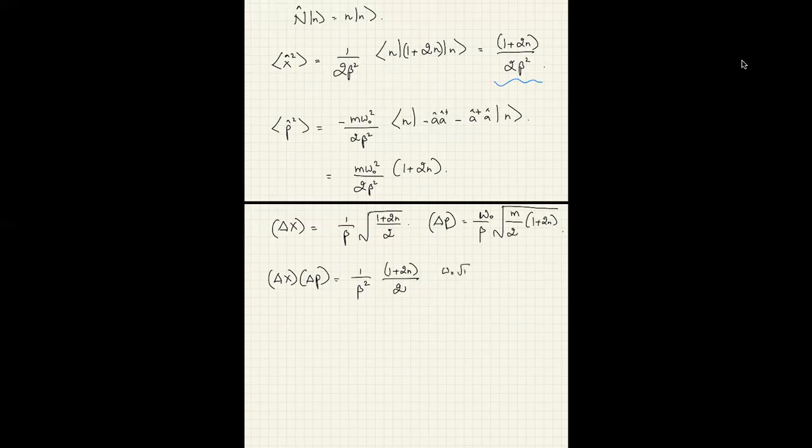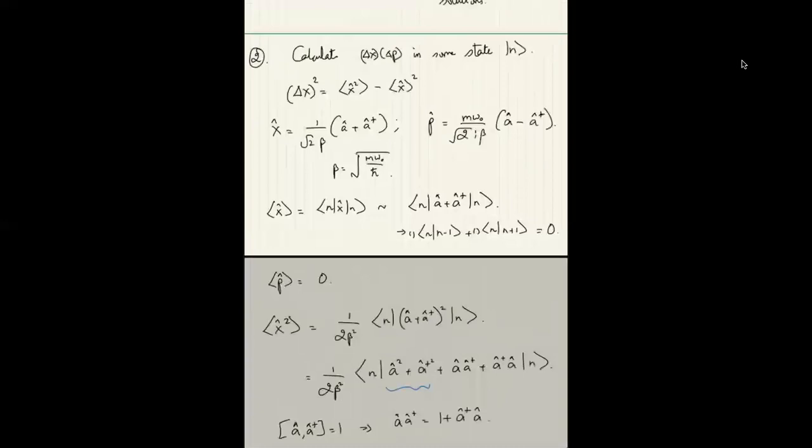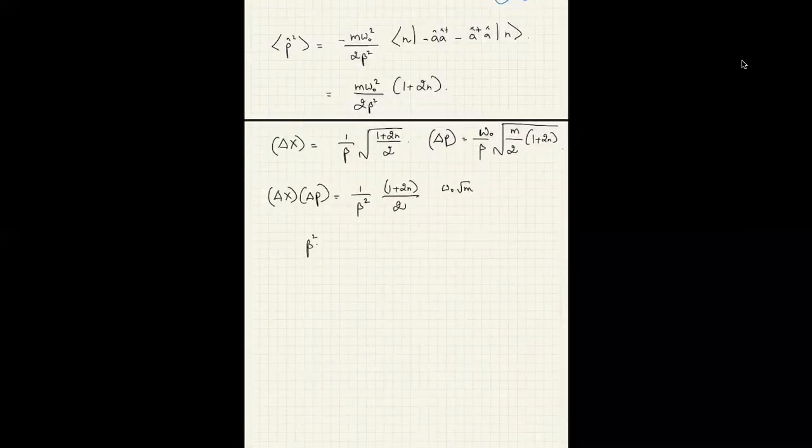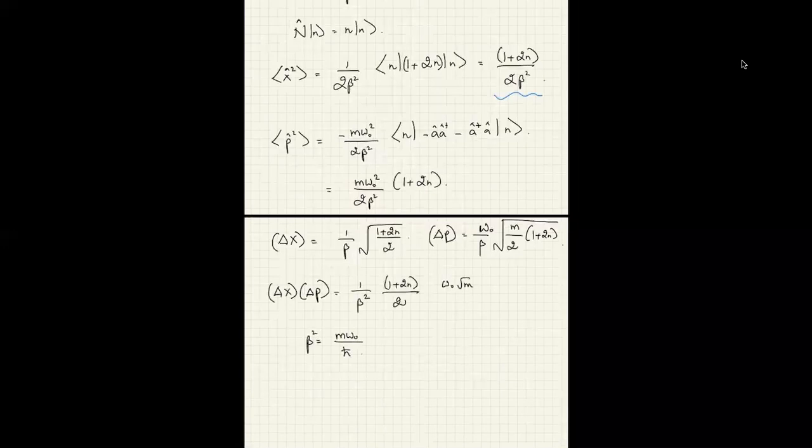Omega 0 times square root of n. Is that right? Yeah. But notice that my beta is square root of m omega 0 over h bar. So beta square is m omega 0 over h bar. Sorry, p square should be m square omega square. That's where I made a mistake. So this is 1, and I can pull out the factor of m omega also.